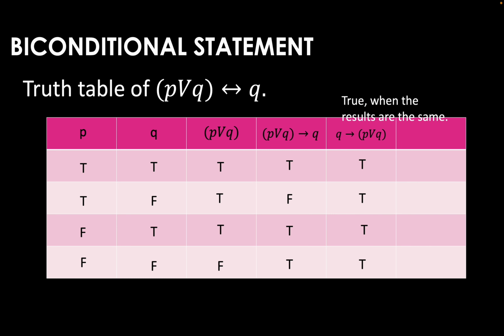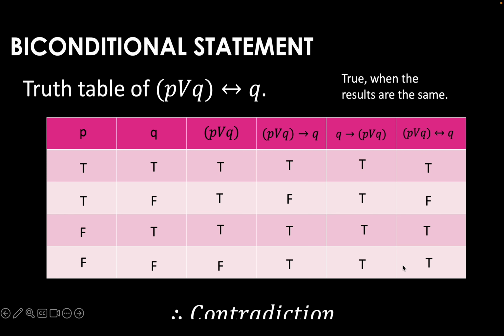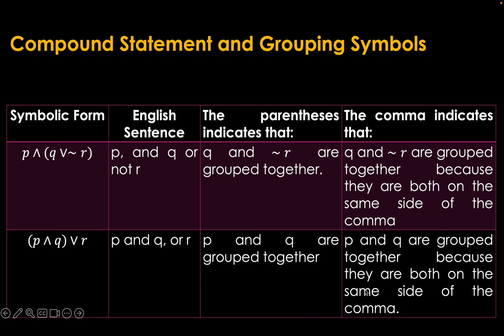Next, we can now find P or Q if and only if Q. Again, let's have a recall. It is true when the results are the same. So if your conditional is true and your converse is true, that means the biconditional is true. If your conditional is false and your converse is false, the result of your biconditional is true. So true, true, true, false, true, false, true, true, true, true, true, true. Since it is mixed, not all true, not all false, that means it is a contingency.